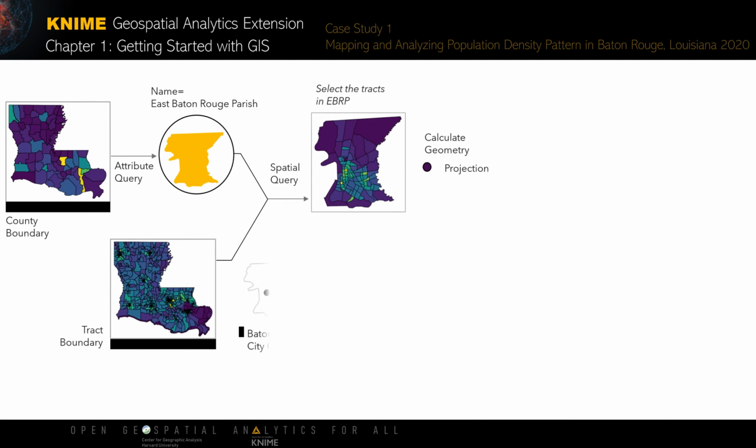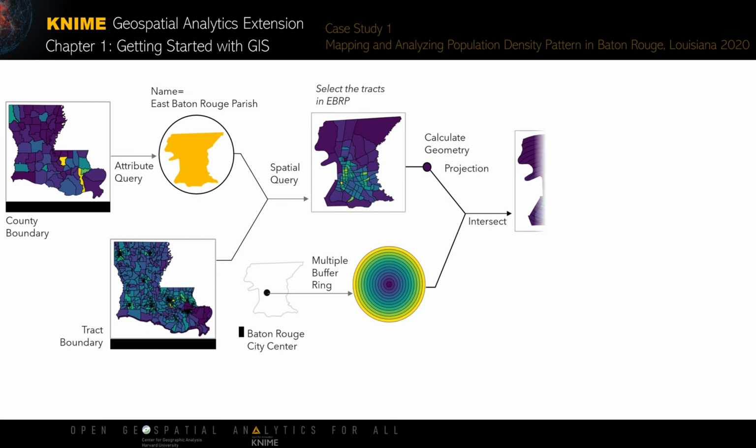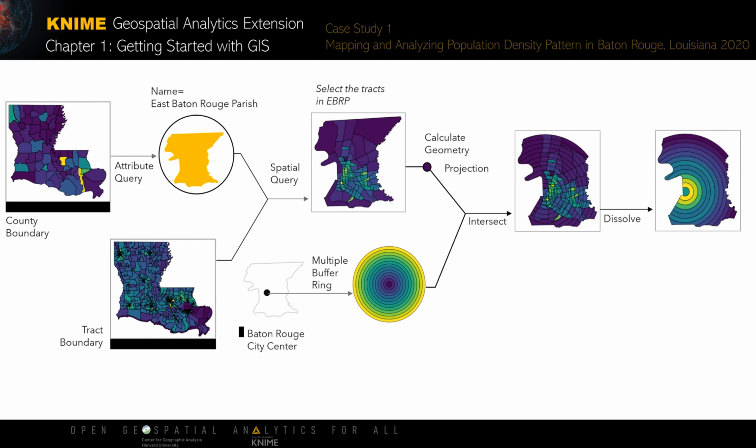Then read another point map which represents the city center of Baton Rouge, generate a multiple ring buffer, then use intersect and dissolve to reaggregate the population density value to the ring buffers, which could be used for generating a chart showing the relationship between population density versus distance to the city center.